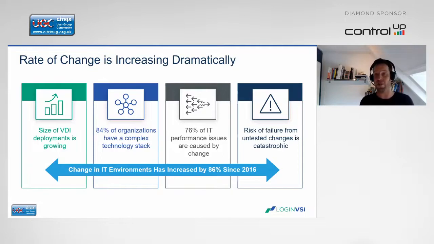84% of organizations have a complex technology stack. I consider application layering to fit in that complex stack. It doesn't make it easier. Now, we also know that if there are performance issues, in 76% of the cases, it is because of a change. So this is really important.